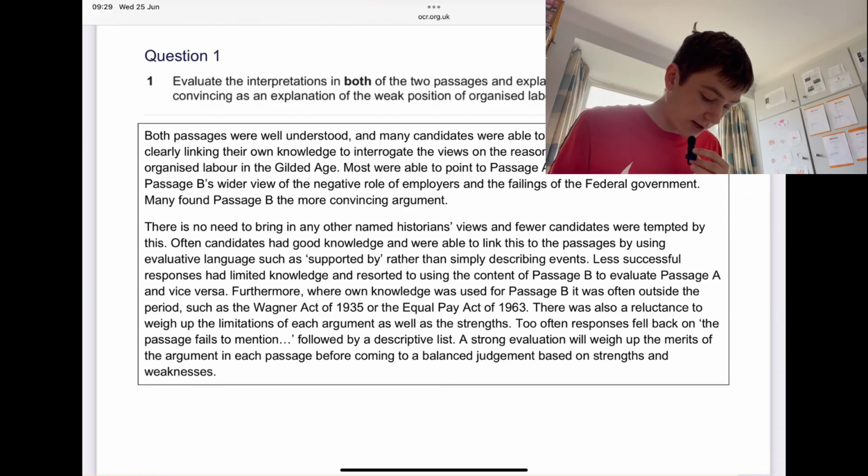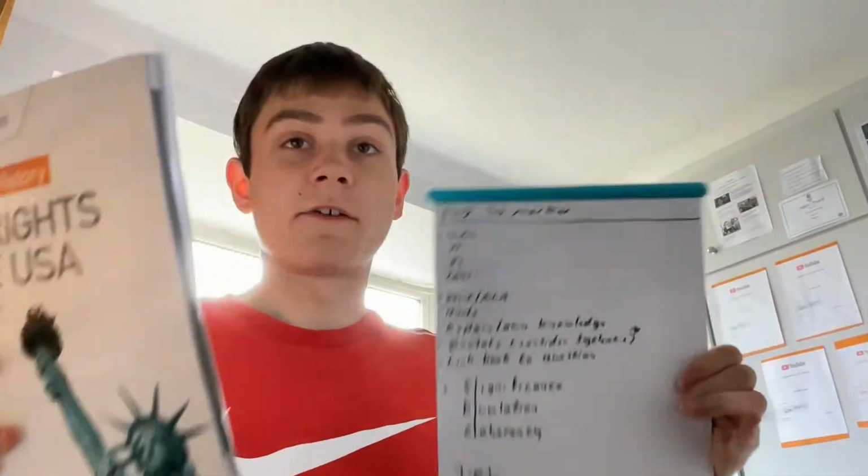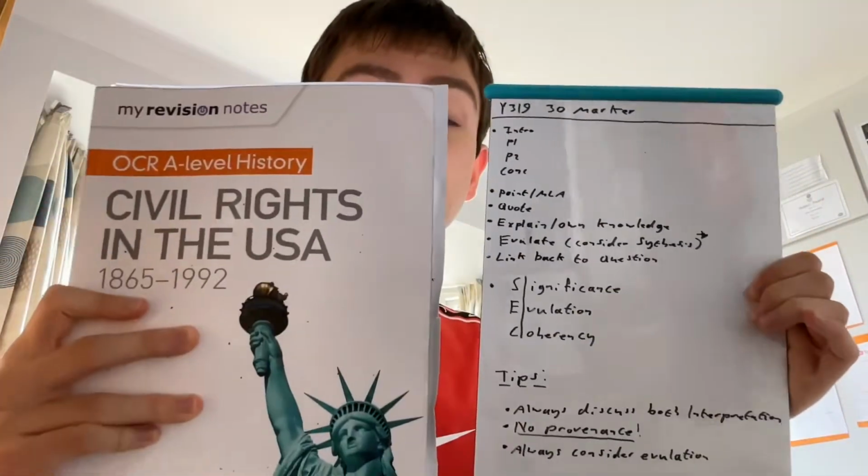Too often responses fell back on 'the passage fails to mention', followed by descriptive lists. A strong evaluation will weigh up the merits of the argument in each passage before coming to a balanced judgment based on strengths and weaknesses. So that is what they are looking for. So that is how you answer your 30 marker for the American Civil Rights paper.